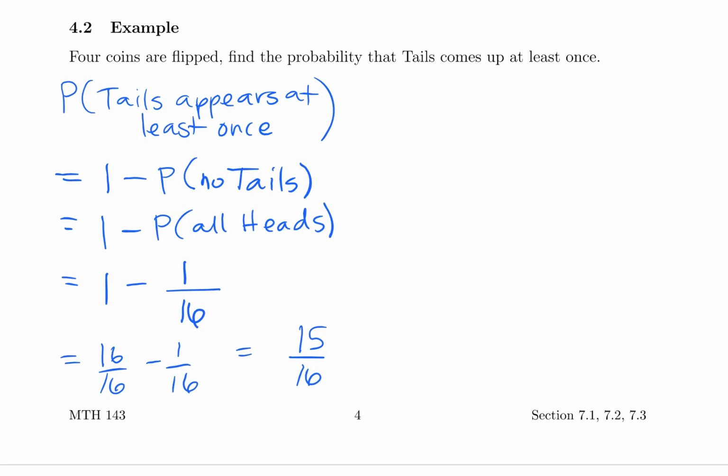And that should seem fairly large, but that should seem reasonable because there's only one possible outcome out of all the possible outcomes that doesn't have a tails in it, and that's if we had all heads. Every other outcome is going to have tails in it. So we should have a fairly large probability.